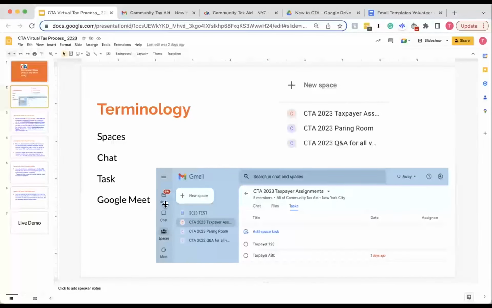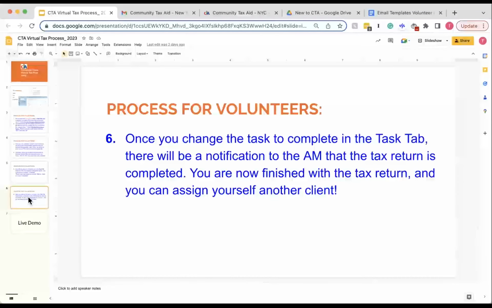So once you finish clicking on that button and you're ready to, go ahead and assign yourself someone else. And we ask that you try to complete all returns within a week. And if you have any trouble finishing within one week, please alert the assistant manager that is working with you, the person who has sent you that email. So that's how you know who the assistant manager is.